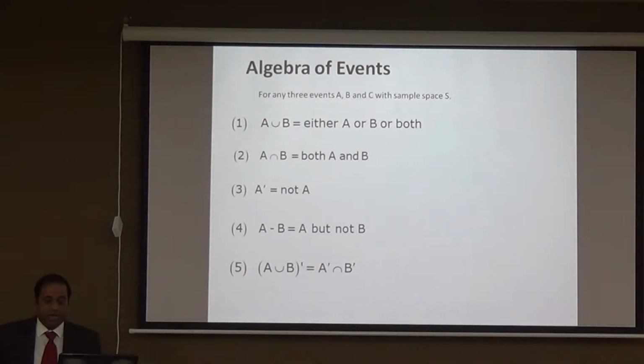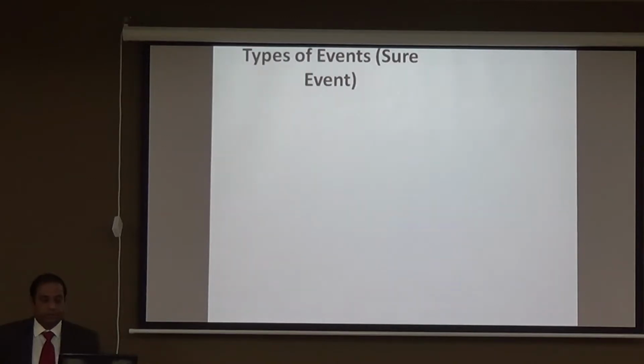Similarly, if we have (A union B) whole complement, by using De Morgan's law, we can say that it is A complement intersection B complement.